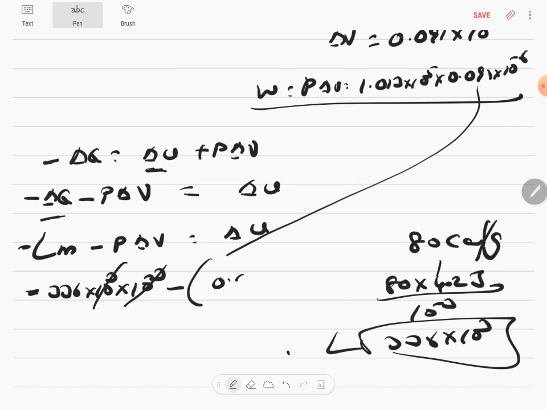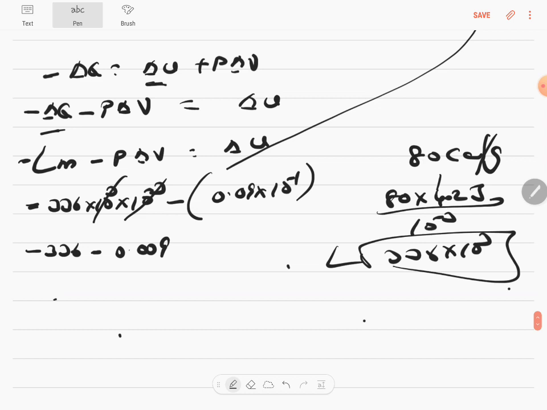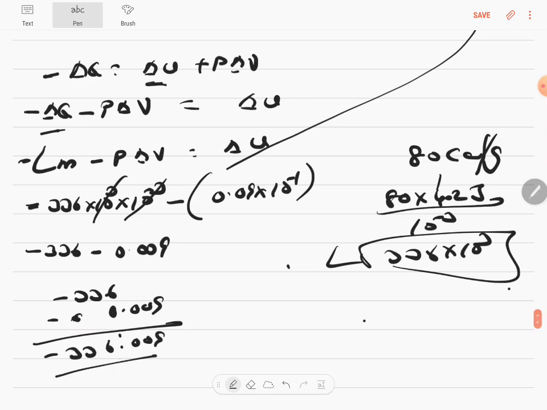And 0.09 into the power will become 10 to the power minus 1. So it's going to become minus 336 minus 0.009. So minus 336 minus 0.009 will be minus 336.009. You're just going to add both of these and you get an answer which will be delta Q, and delta Q is in joules.